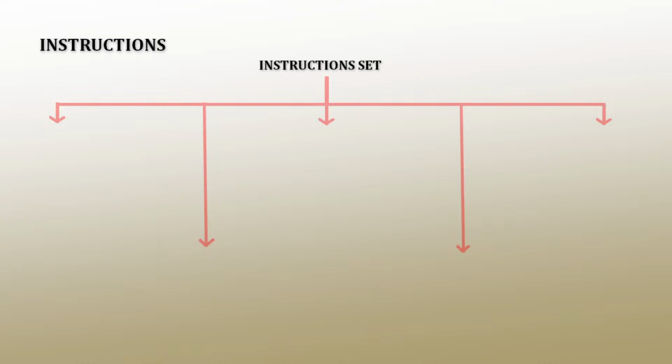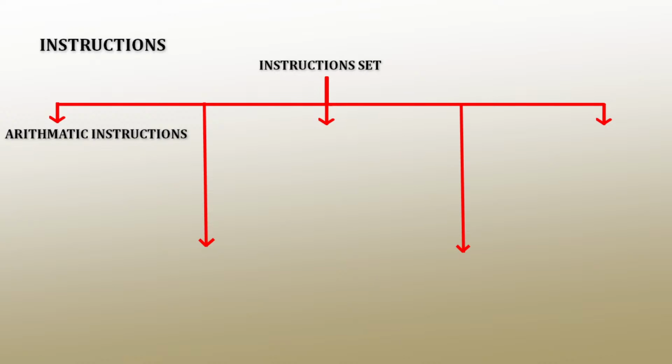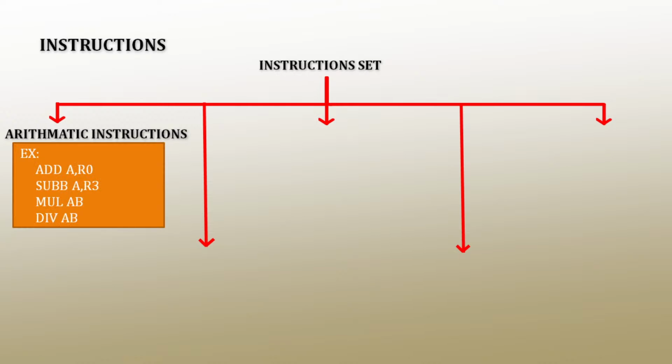Next, instruction set classification. How the instruction set is classified? See, instruction sets are classified based on the performance into 5 types. They are arithmetic instructions. What is arithmetic instruction? Addition, subtraction, multiplication, division. These are all the instructions for arithmetic process. So these instructions are known as arithmetic instructions.